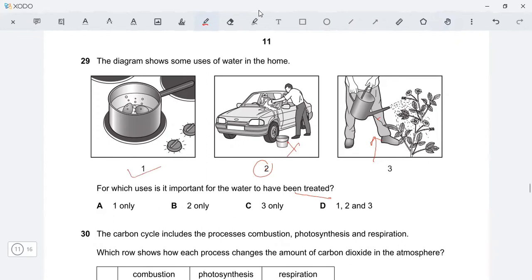So diagram one, you look at it, seems to be boiling. When you boil the water, it is getting pure. This is a kind of treatment. Okay, treating water seems to be this diagram one. So you just write option A, only the water in diagram one has been treated. Okay, now diagrams two and three, that water has not been treated.